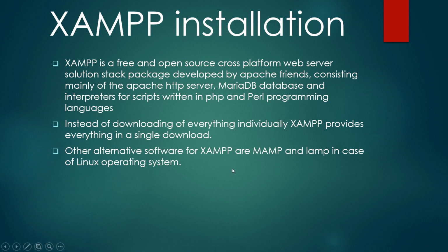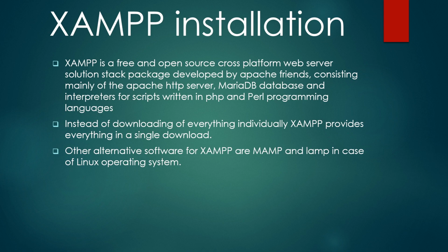So instead of downloading all these 4 individually, we are getting all 4 packages in a single click. Instead of downloading everything individually, XAMPP provides everything in a single download. That's why today most people have started using XAMPP. Other alternative softwares to XAMPP are MAMP, and LAMP in the case of the Linux operating system. If you are facing some issues with XAMPP, then you can go for MAMP. And if you are on Linux, then LAMP would be a better option.